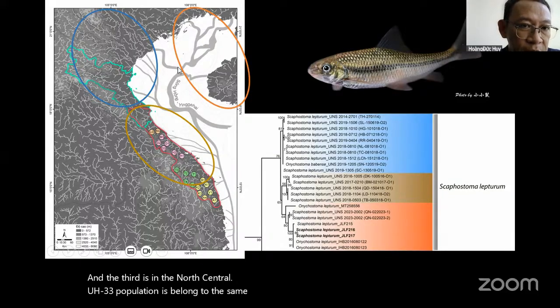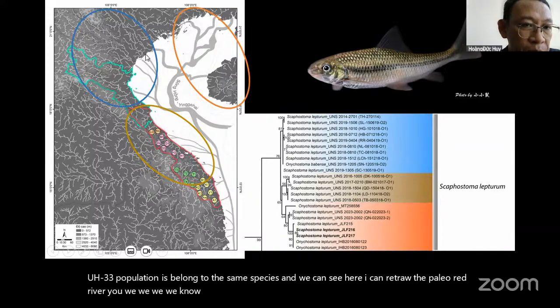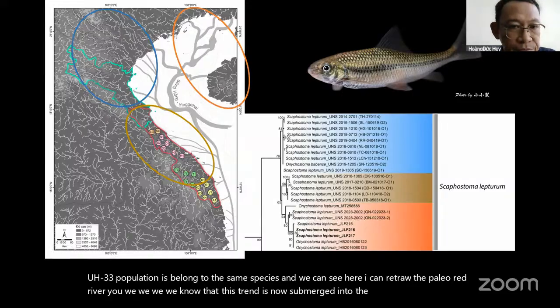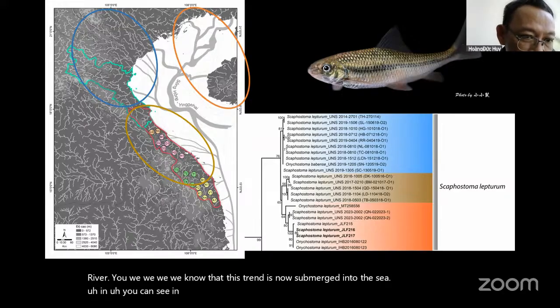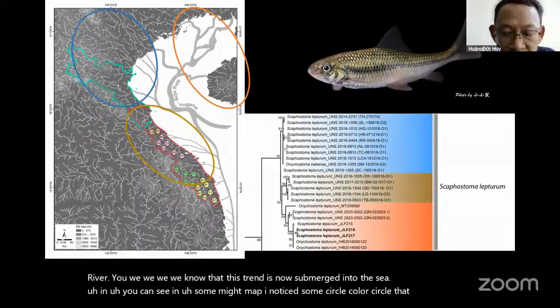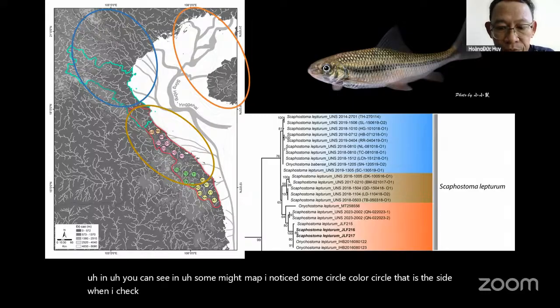And we can see here, I can redraw the Paleo Red River. We know that this stream is now submerged into the sea. You can see in some maps, I noticed some colored circles. That is the sign when I check the species samples.